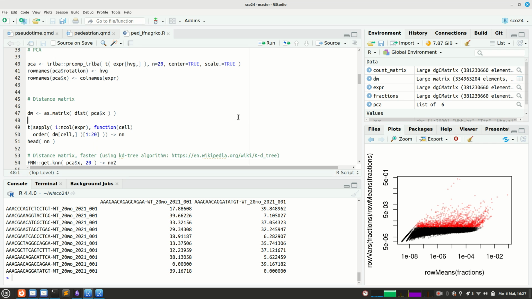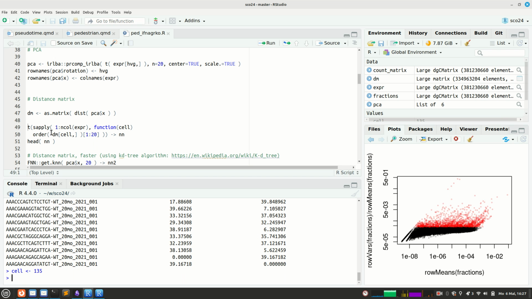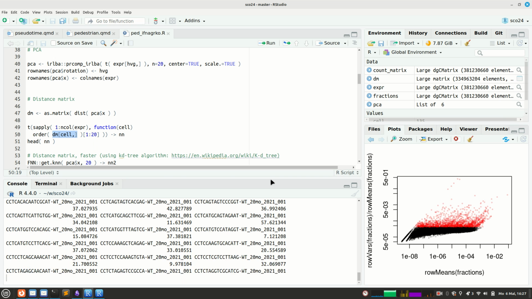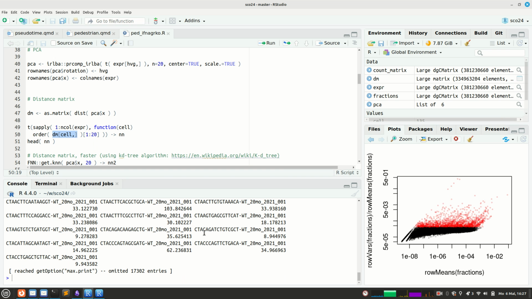So the next thing I can now do is I take a random cell. Let's take the cell 135 and ask, what is the distance of this cell to all the other cells?